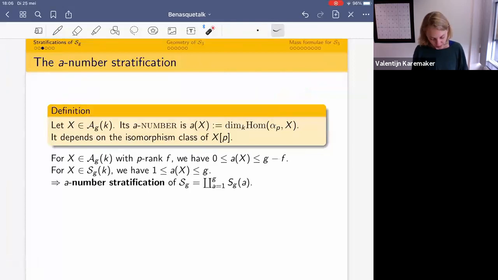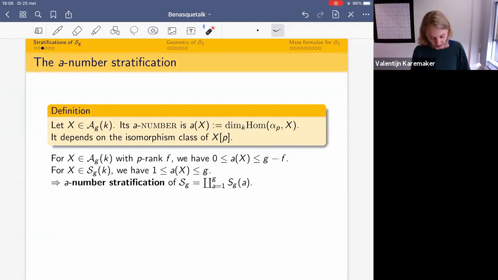We know a lot of things about this A number. For instance, if you have an abelian variety with p-rank f, then we know that its A number lies somewhere between 0 and g minus f. And so if we have a supersingular variety in S_g, then you can show that the A number is somewhere between 1 and g, because this number f here is 0.